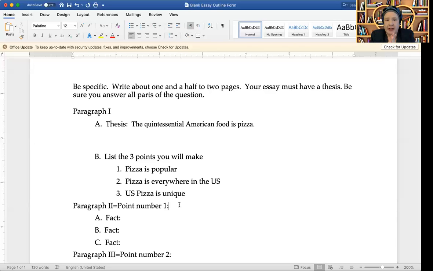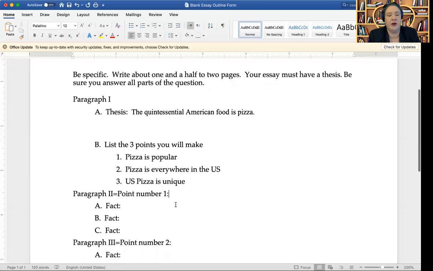And don't do an implied thesis. Don't do like you might in a persuasive paper where you save your thesis till the end. I want you to put your thesis right up at the beginning, and I want it to be very specific. And go ahead in that first paragraph and tell me what your 3 main points are going to be. Remember, I believe A because of 1, 2, and 3. I believe the greatest American food is pizza because it is popular, it is everywhere in the US, and US pizza is unique. So point number 1 is going to be the topic of paragraph 2.